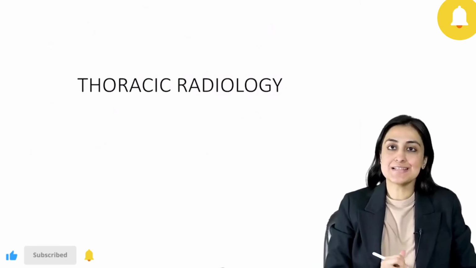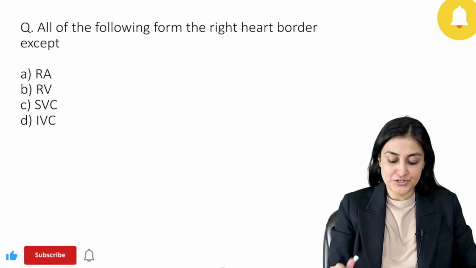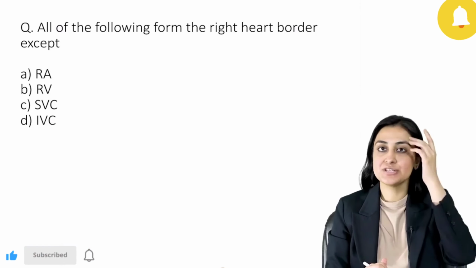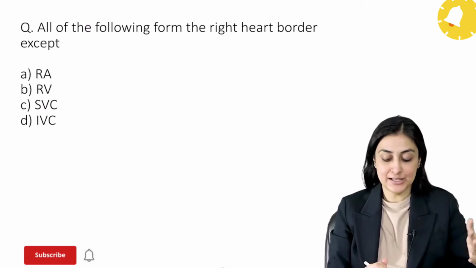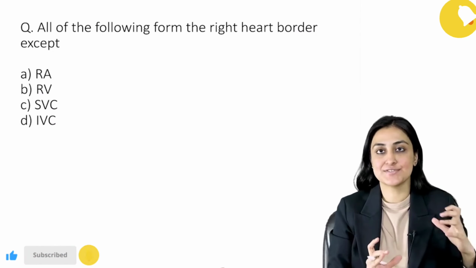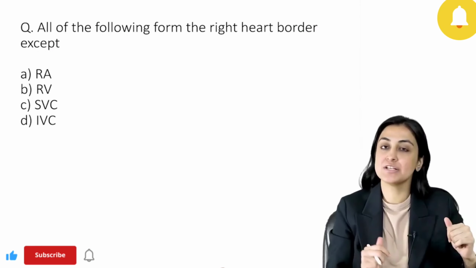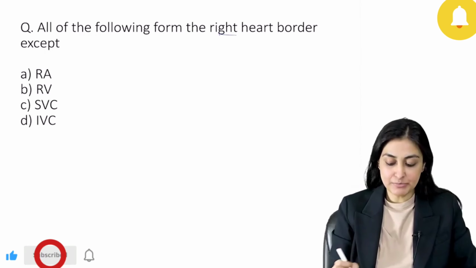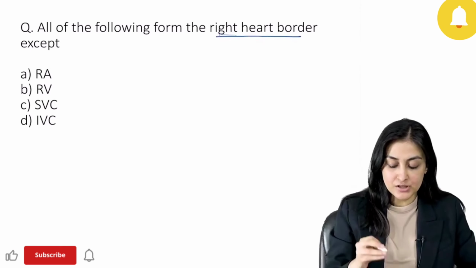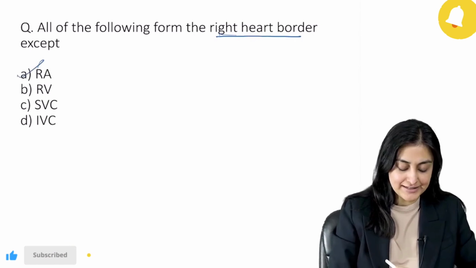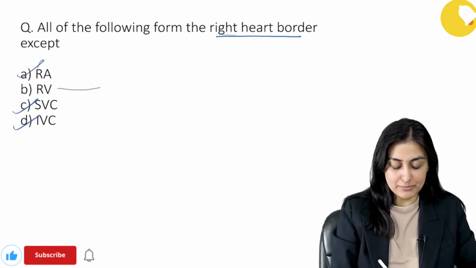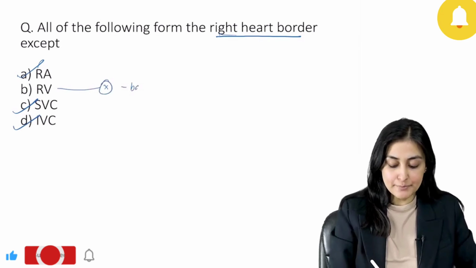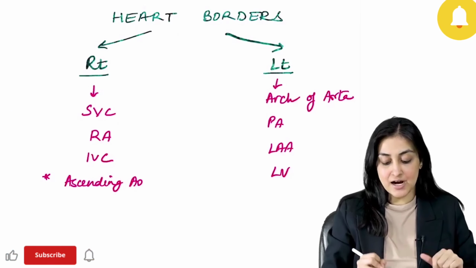So now continuing with thoracic radiology. Looking at the first question here: all of the following form the right heart border except. Now, when we talk about thoracic radiology, you need to talk about chest X-ray, and you need to know the cardiac silhouette on a chest X-ray. So what forms the right heart border and what forms the left heart border becomes very, very important. First let's discuss the right heart border. Remember, we have three structures, which are right atrium, SVC and IVC which form it, but the right ventricle doesn't contribute to the right heart border, but it forms the base of the heart.